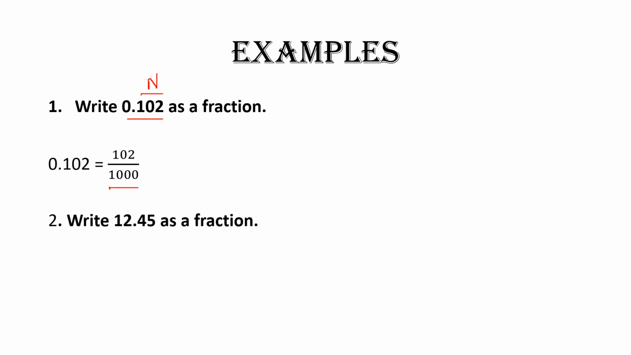In the second example, you can see we are having 12.45. So here after this point we are having 2 digits, right? So we will take the denominator as 100. So 1245 by 100.